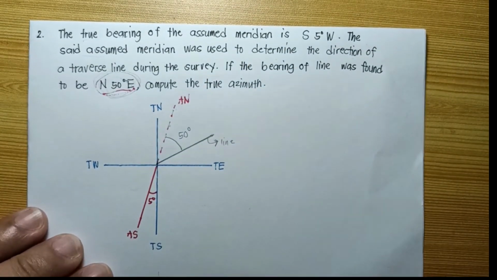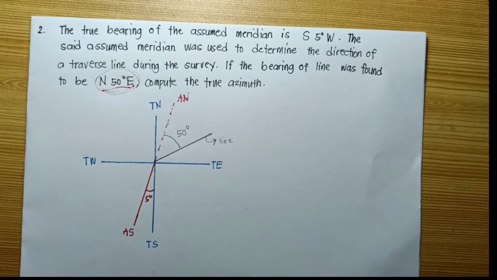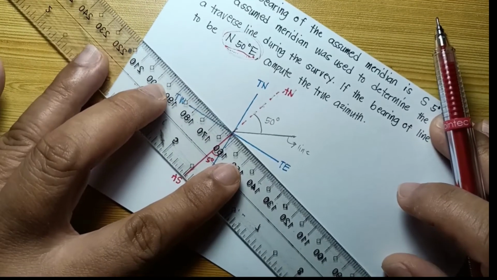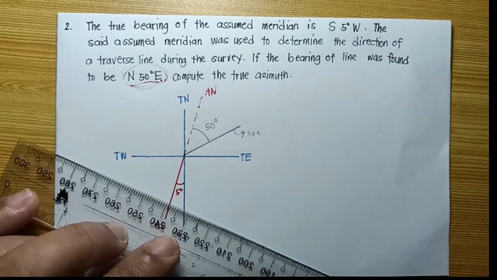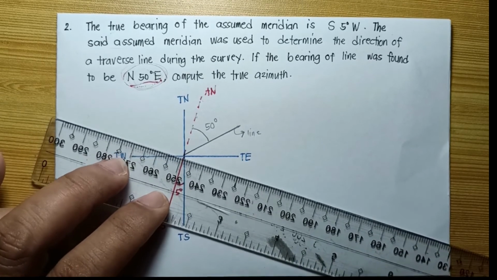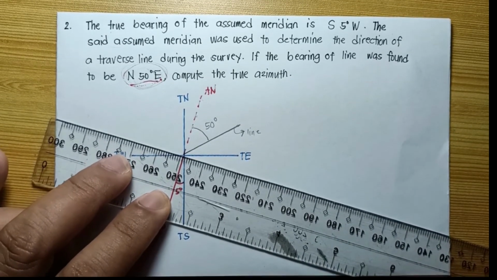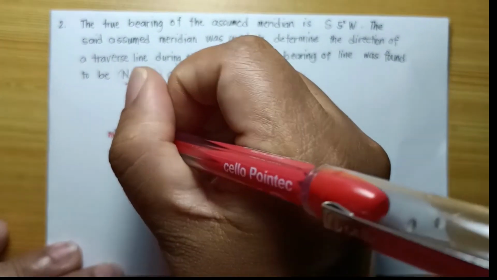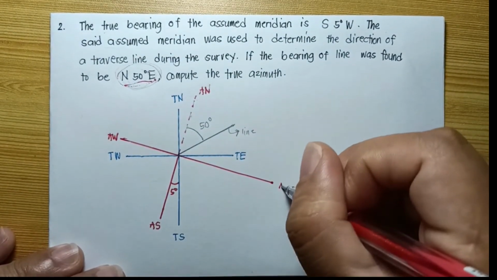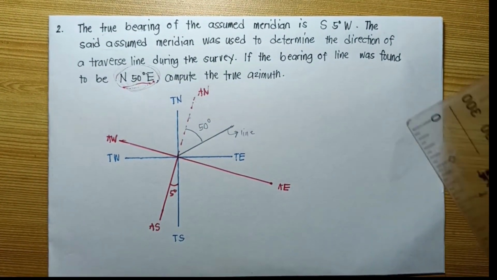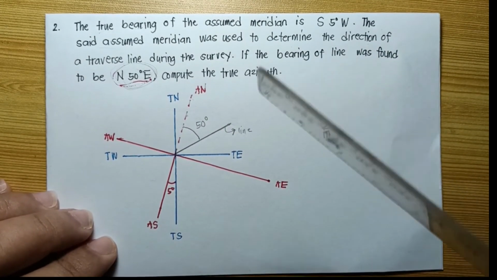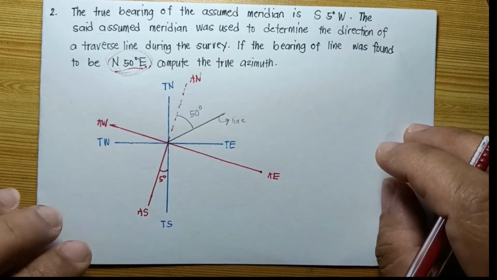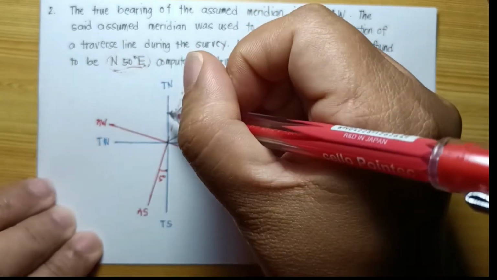Let me draw the line perpendicular to this red line, which is also the assumed east and west of the meridian. It is still within the quadrant. So this is assumed east. Okay, so you have 50 degrees. If this is 5 degrees, this is also 5.